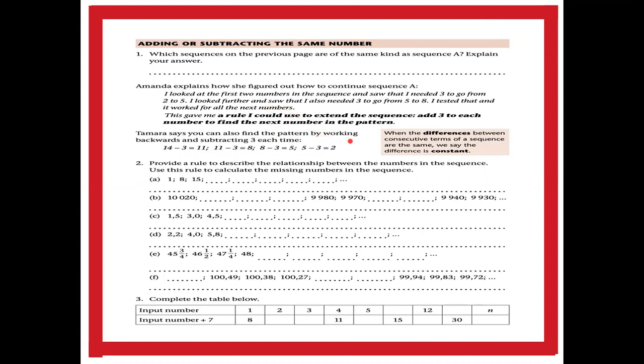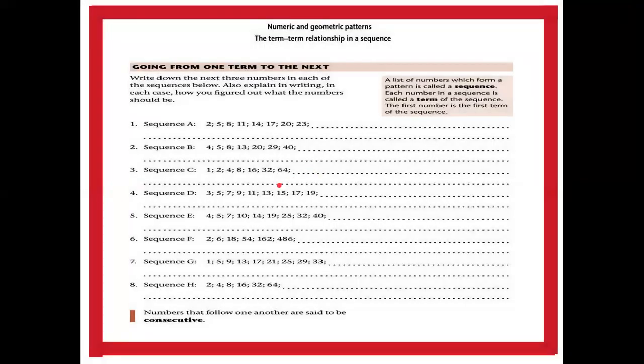When the differences between consecutive numbers of a sequence are the same, we say the difference is constant. So that's like sequence A, when you keep adding 3 to each one. But it's not always constant. Like, one of them we added odd numbers. Am I right? Okay, here we go. I think it was this one. We added 1, then 3, then 5, then 7, etc.